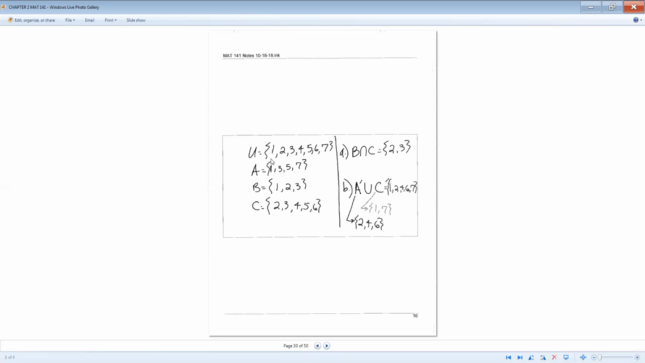So just another example, if I had the universe of 1 through 7, A is 1, 3, 5, 7, B is 1, 2, 3, C is 2, 3, 4, 5, 6, and I want to know the intersection. What does B and C have in common? I see it would just be 2 and 3. Here I have the complement of A, union the complement of C. So the first thing you want to do is find out what is the complement of A, then find the complement of C. So the complement of A is 2, 4, 6. Complement of C is 1 and 7. Then you union them together. So it would be 1, 2, 4, 6, 7.